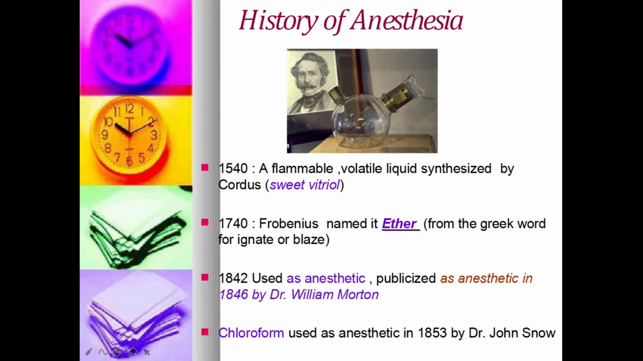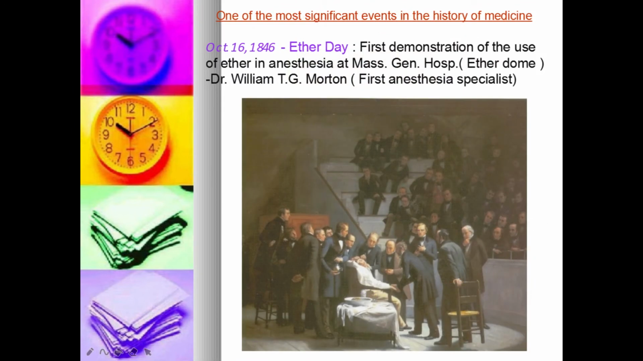History of anesthesia. 1540, a flammable, volatile liquid synthesized by Cordus, sweet vitriol. 1740, Frobenius named it ether, from the Greek word for ignite or blaze. 1842, used as an anesthetic, publicized as an anesthetic in 1846 by Dr. William Morton. Chloroform was used as an anesthetic in 1853 by Dr. John Snow.